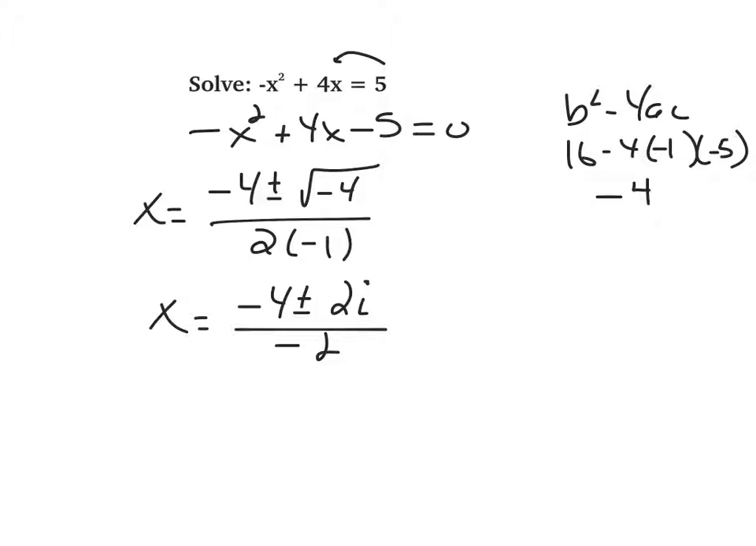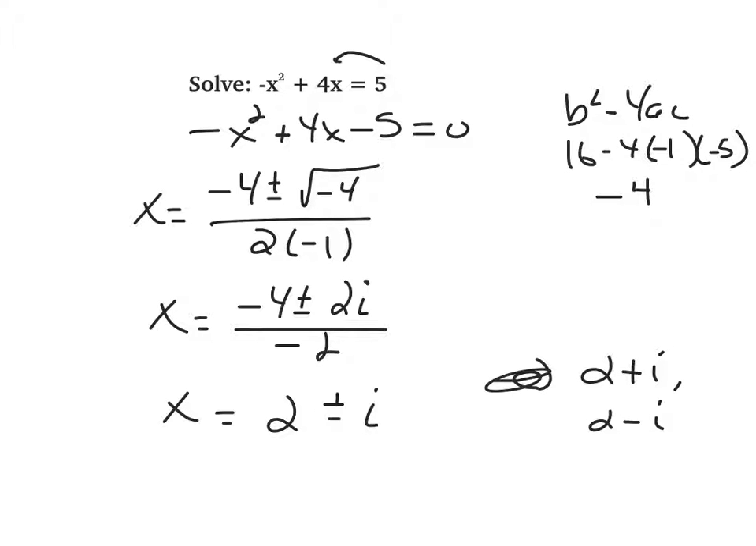And I would be done right there, except I can cancel. The negative 2 in the denominator will cancel with both terms. Negative 2 goes into negative 4 2 times. Negative 2 goes into 2 1 time. So you get negative 2 plus or minus i. And again, that's 2 solutions. One is negative 2 plus i. Sorry, 2 plus i. And the other one is 2 minus i. So 2 solutions like we've been getting.